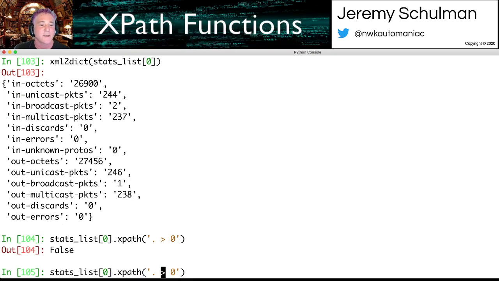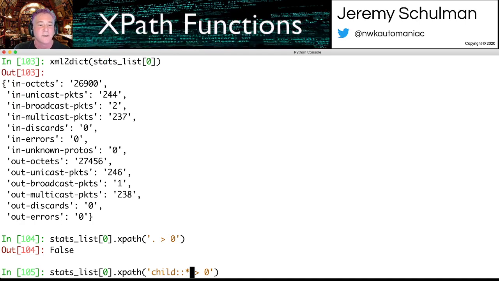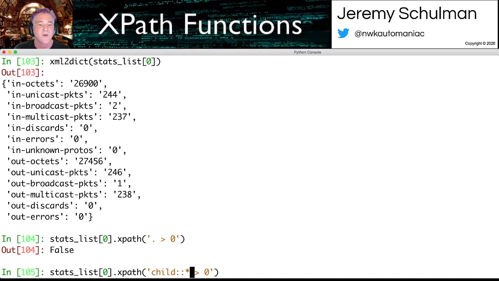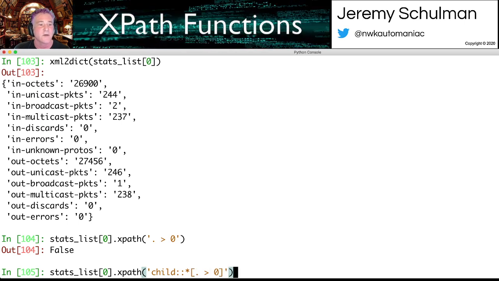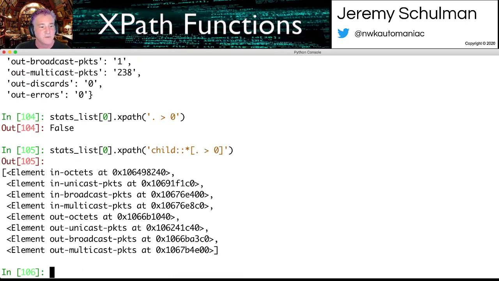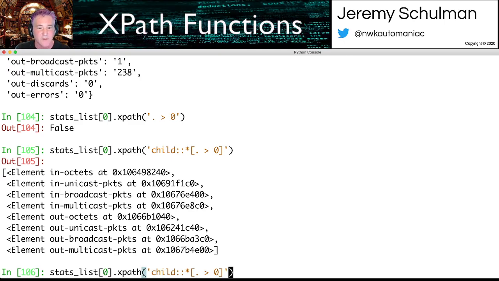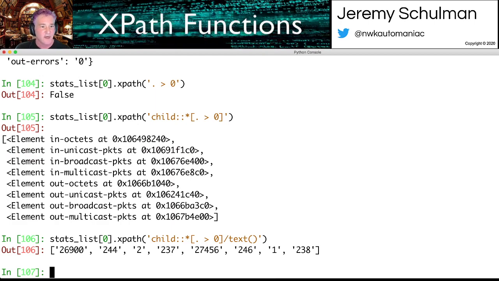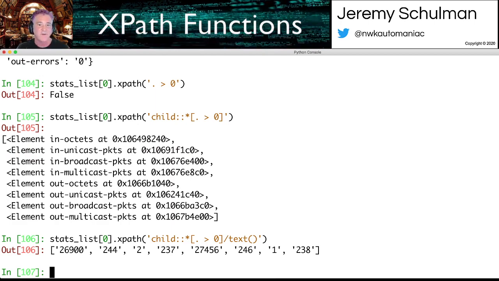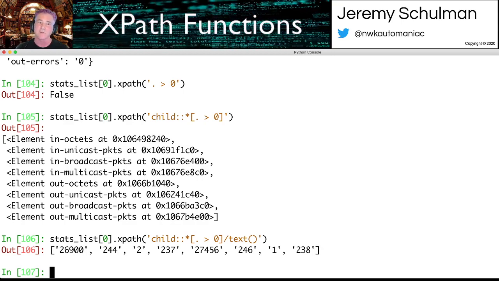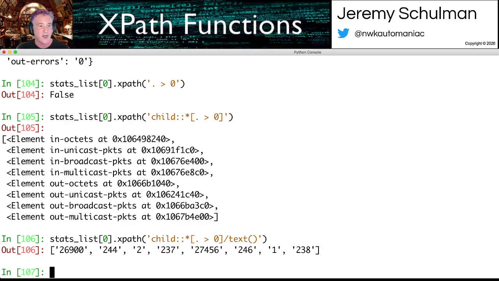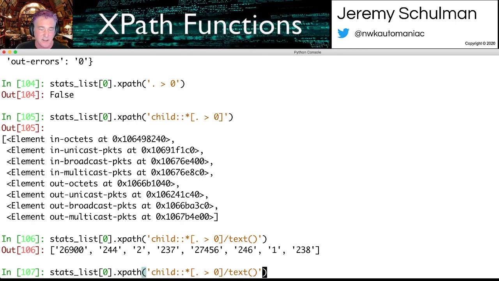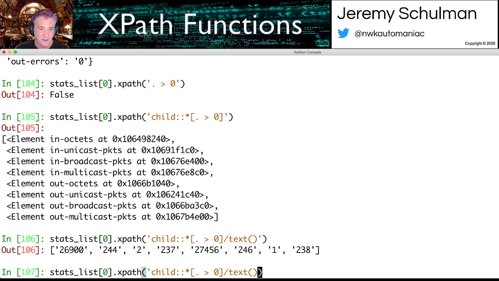I want all my children, so find me children whose value is greater than zero. These are non-zero values, and if I wanted to look at the values themselves, I could look at the value. So I can see that those are our non-zero values. This is really super handy if you're trying to figure out whether or not you've got error counters. You can find non-zero stuff really fast. But let's say that I wanted to find the maximum value.